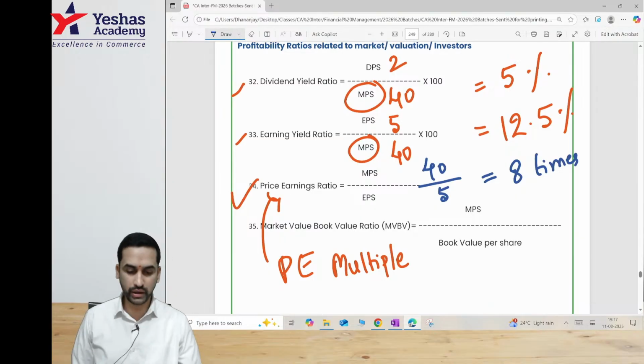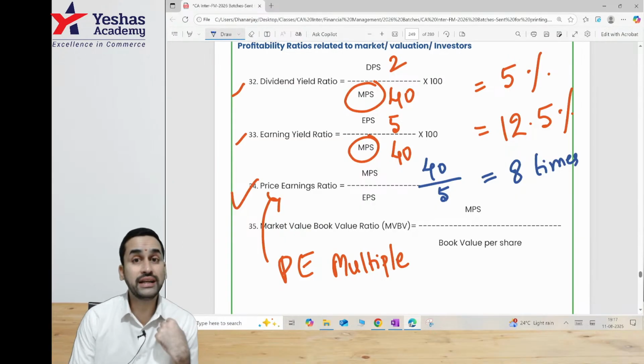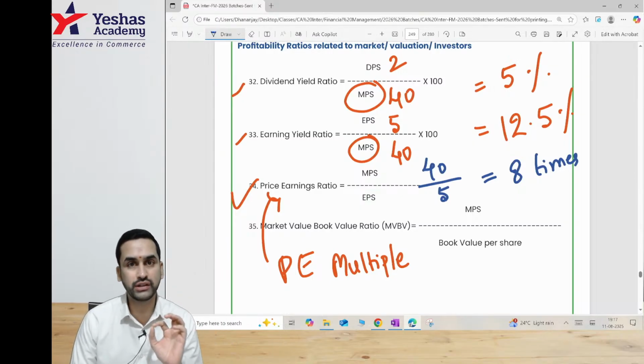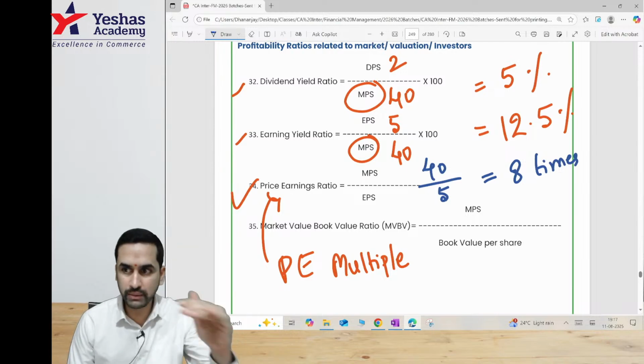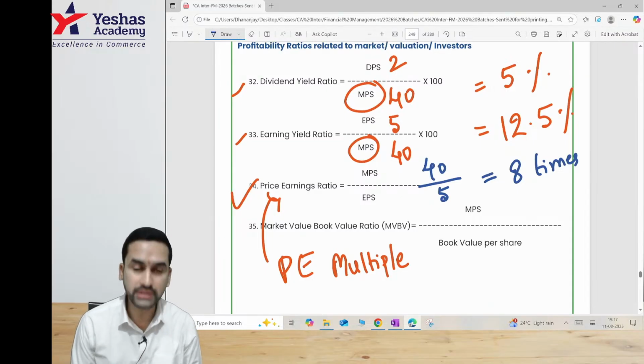Everybody, very important. Market price of the share is 40 rupee. As an investor, if I buy that share today, I'm going to have earning per share of 5 rupee. I'm doing 40 by 5, not into 100, because this is measured in times. So the answer is coming to 8 times.